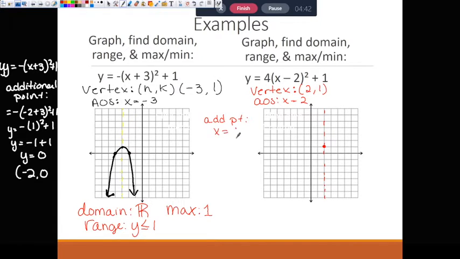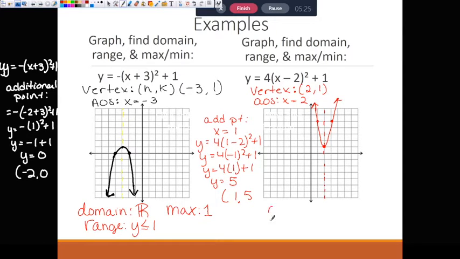So if x equals 1, what will y equal? y equals 4 times (1 minus 2) squared plus 1. So (-1) squared plus 1, times 4. So that'd be y equals 4 times 1 plus 1, y equals 5. So my ordered pair would be (1, 5). Mirror that point over and draw our graph.